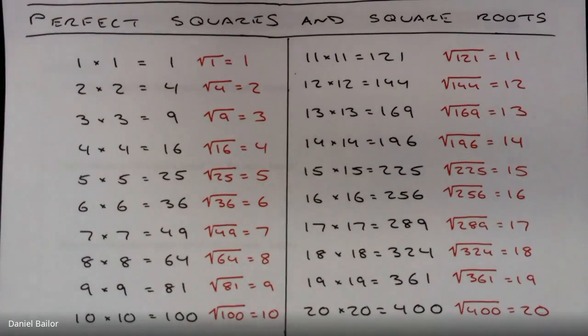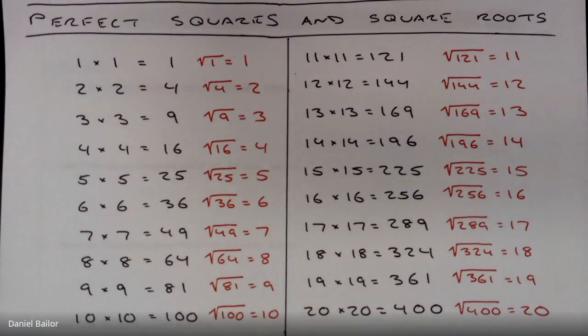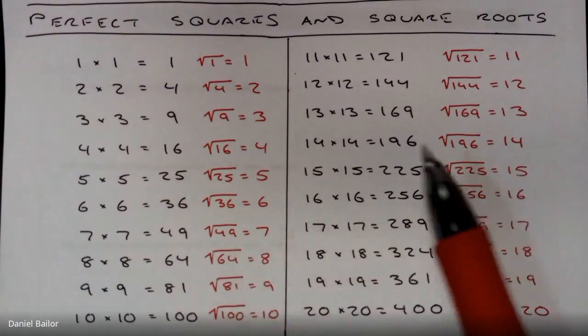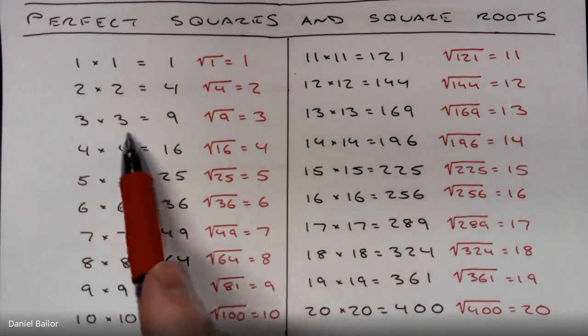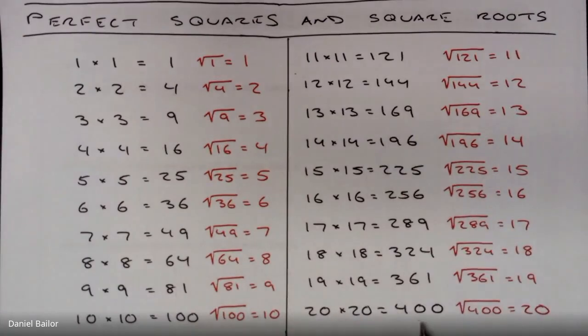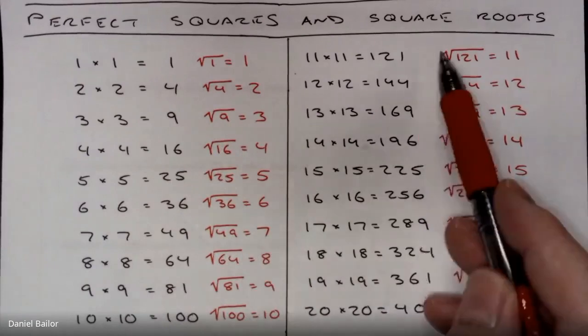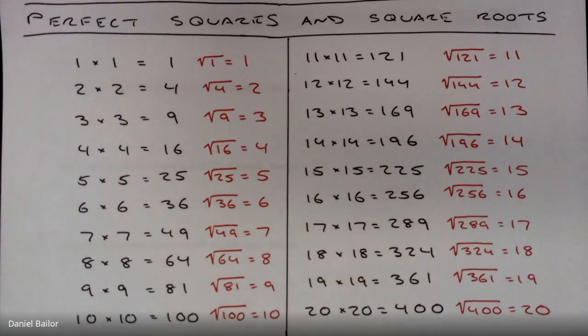I start with 1s, and I went all the way up to 20s. So some of your math facts: 1 times 1 makes 1, 2 times 2 is 4, 3 times 3 is 9, 4 times 4 is 16, all the way up to 20 times 20 makes 400. These are the squares. The black are the squares.